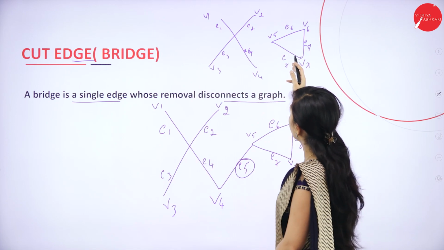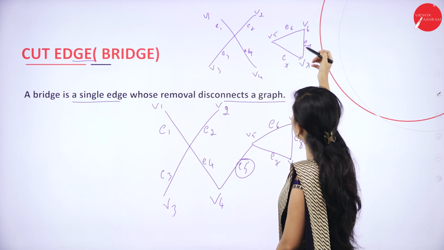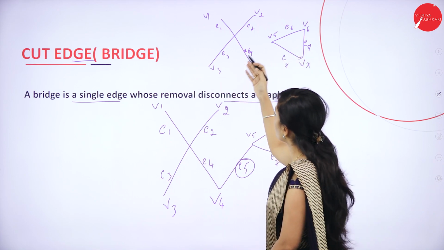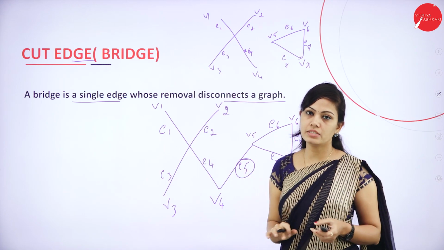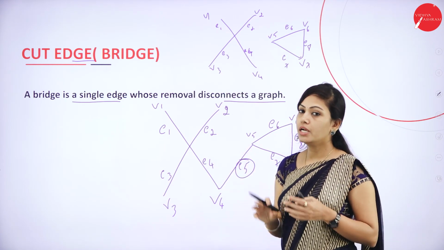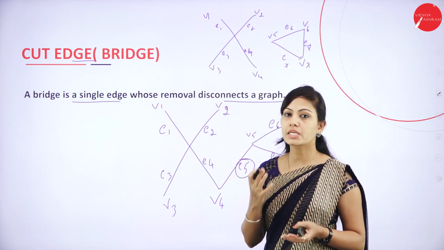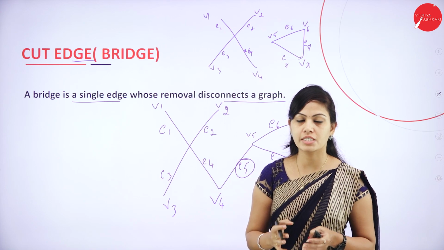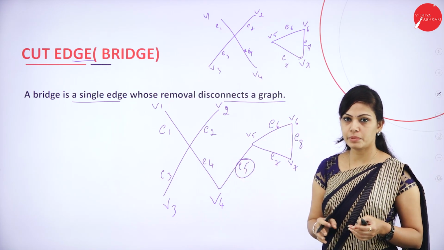Now you can remove this edge also, or else you can remove E6, E7 or E8 or E4, etc. So it will become a disconnected graph. So removal of cut vertex and cut edge is a very important question. You can expect this question for 2 marks: what is a cut edge and a cut vertex? It is a last year question paper question. So please practice this example.